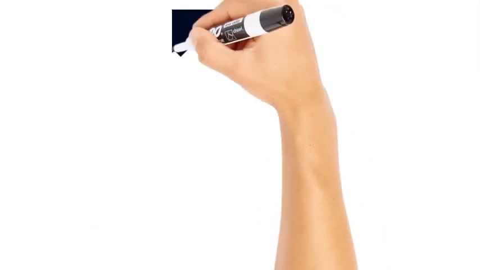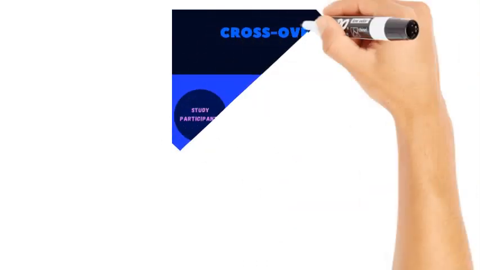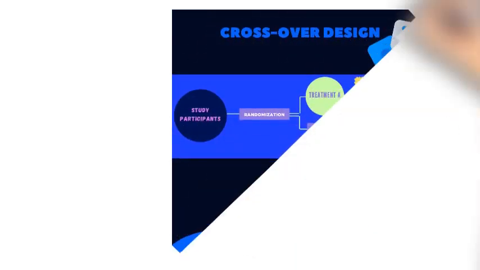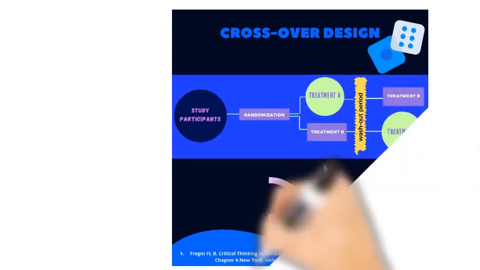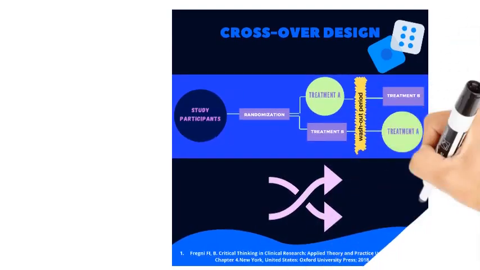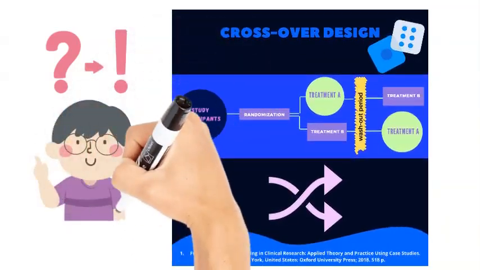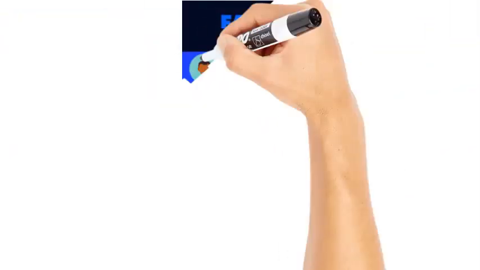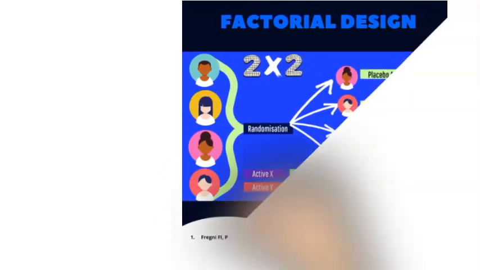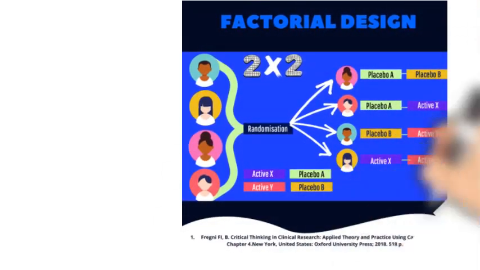Then you're going to have the crossover design. That is when the subject is assigned to one intervention, is followed by a measurement of the outcome variable, and then is assigned to the second intervention, followed by a measurement of the outcome variable with a time washout period in between. And lastly, the factorial design, that is a parallel design that includes two or more independent variables.